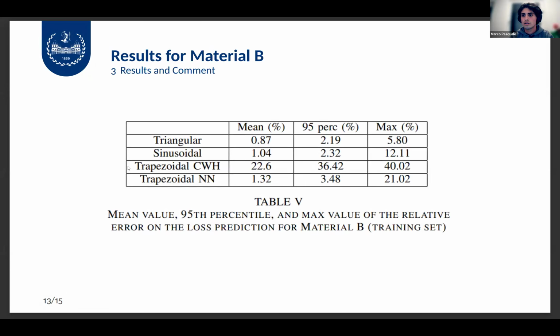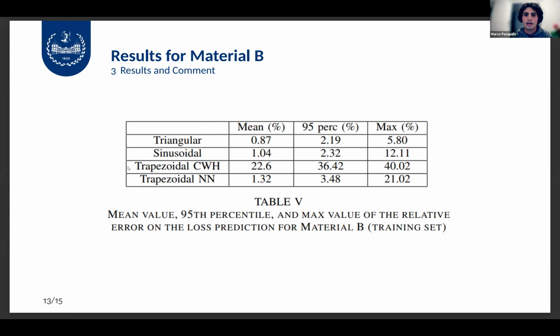These are the results for the training set. You see they are pretty good. It's only this relaxation effect that causes an issue in the CWH approach for the first type of trapezoidal signals.